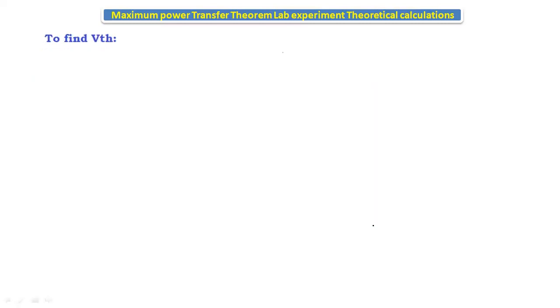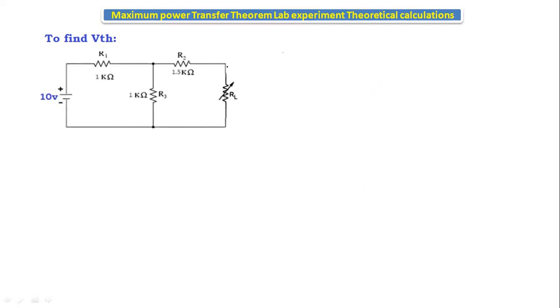First we need to find VTH. To find VTH, this is the given circuit, so we will convert the practical circuit into a theoretical circuit. We will remove all the meters, because in the theoretical calculation we will not indicate the meters. So it is a simple battery. We are taking a 10 volt supply here, and this is the variable load resistance.